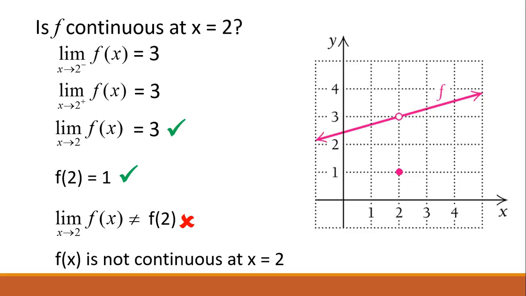at x equals 2. Imagine if you were trying to draw the graph from left to right. You would draw along the line, you'd get to that hole in the graph, you'd have to jump down and make the point at (2, 1), and then you'd have to jump back up to continue the rest of your graph. So anytime you would have to lift your pencil off the paper to continue the graph, that's where you have a discontinuity.